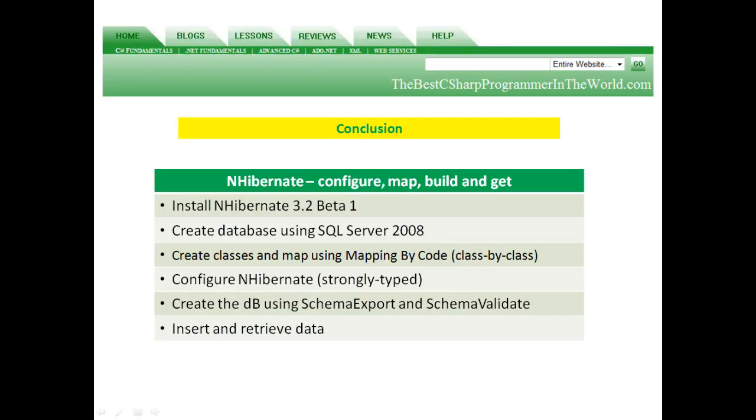In conclusion, we installed NHibernate 3.2 Beta 1. We created a database using SQL Server 2008, and we created two classes, a parent and child, and mapped them using the mapping by code feature. We created a strongly typed NHibernate configuration, and we created the database using Schema Export and then validated it using Schema Validate. And we also inserted and retrieved data from the database.